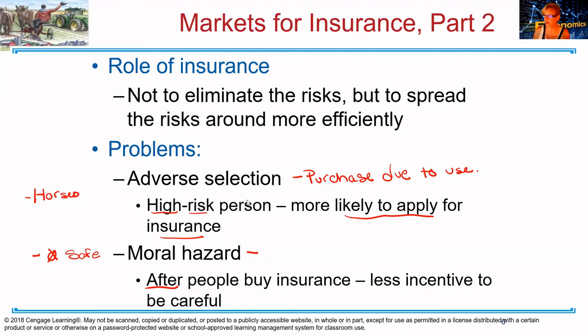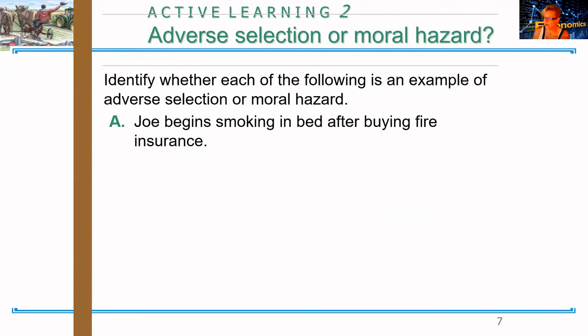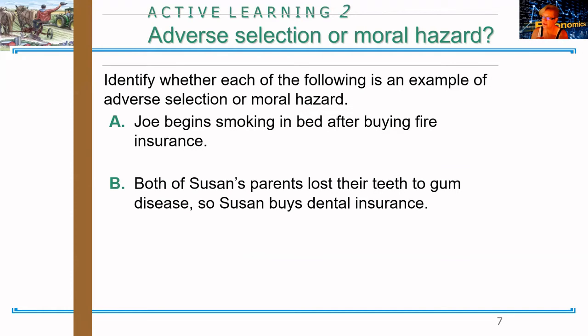Okay, identify which of the following is an example of adverse selection or moral hazard. Joe begins smoking in bed after buying fire insurance. Now, because he engages in the behavior after buying the insurance, we would say that this is a moral hazard. Both of Susan's parents lost their teeth to gum disease, so she buys dental insurance. That's adverse selection because she's buying the insurance because she believes she is at a higher risk for that type of issue.